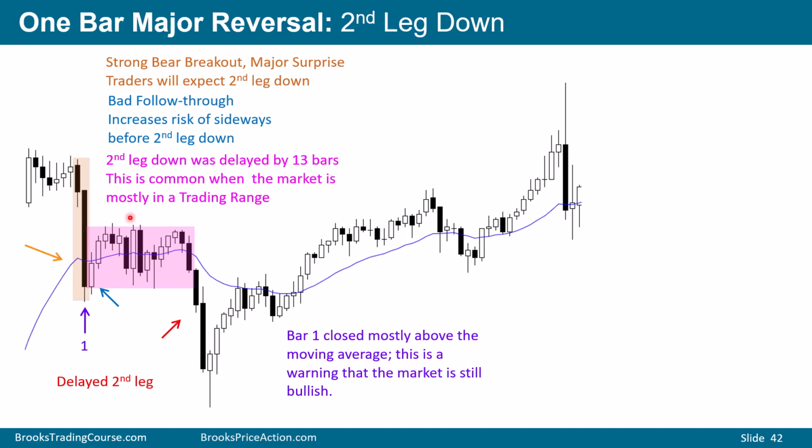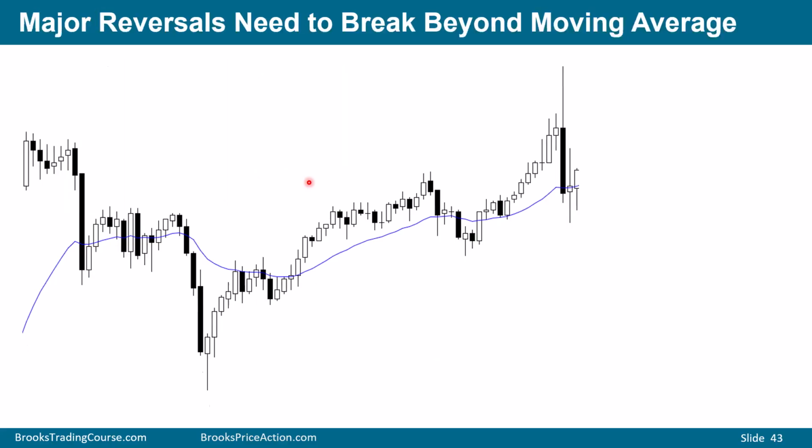You'll often hear traders refer to this as clarity. As soon as there's clarity in the market, a big bear breakout, it's really common for the market to pull back and go sideways. Again, major reversals, they need to break beyond the moving average. Here, we have a bear breakout closing on its low.